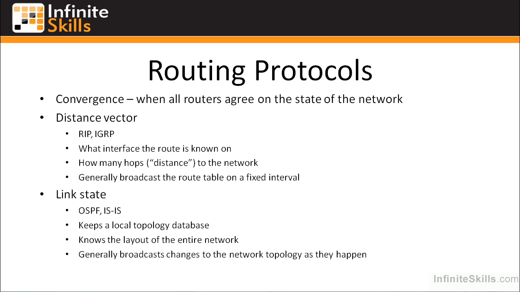Unlike distance vector routing protocols, link state routing protocols broadcast changes to the network topology as they happen. So if you have a router that's running OSPF and one of its links goes down, it will recognize, hey, this link is down after just a few seconds. It will recalculate its local copy of the topology database and will send that updated change out to all of its connected neighbors. Because of this, link state routing protocols have a much quicker convergence than distance vector routing protocols. They're more complex to configure and administer, but the payoff is that the convergence, again, is much higher than you'd get with RIP or IGRP.